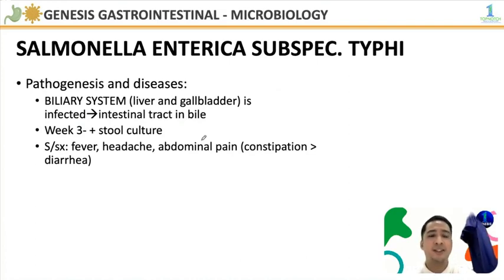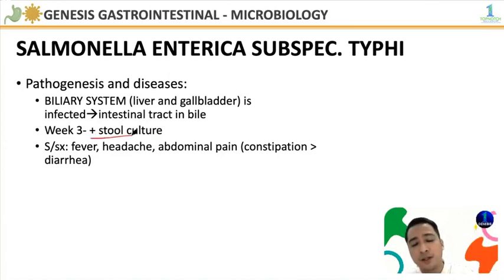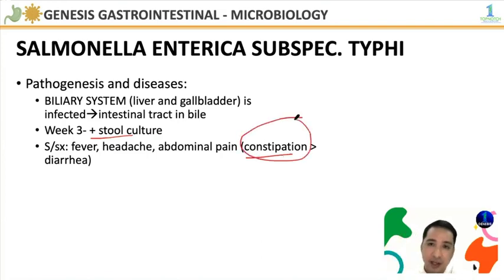So again, in pathogenesis, remember the biliary system: in some patients infected with Salmonella, this microorganism can thrive in the liver and in the gallbladder. It will infect the intestinal tract. So most commonly, the patient can be a carrier for Salmonella. In week 3, you will see a positive culture. If you're going to test for culture, week 3 is the best time to do it. Signs and symptoms include fever, headache, abdominal pain, commonly first associated with constipation, and afterwards the patient will present with diarrhea.